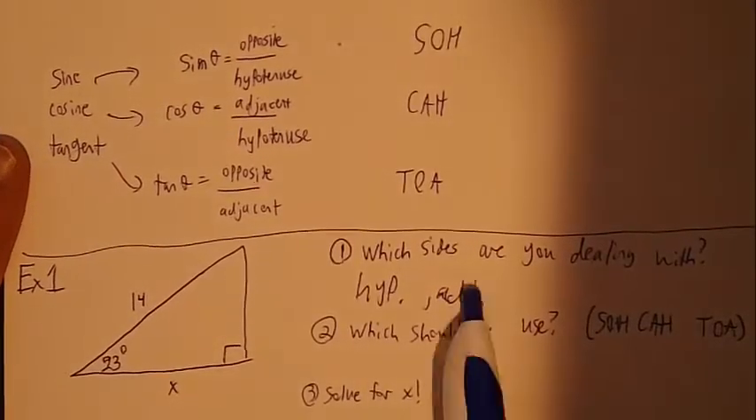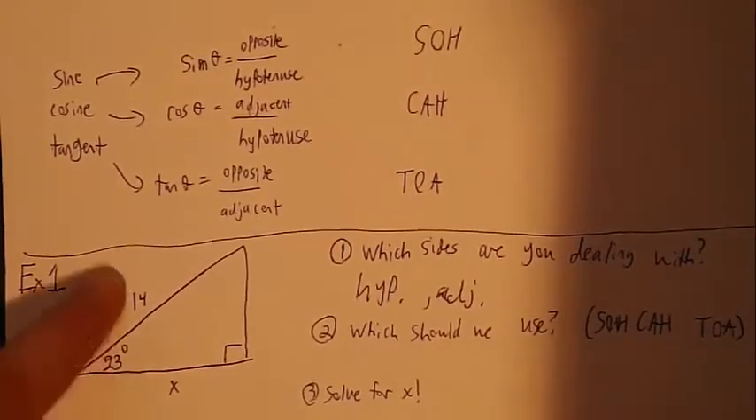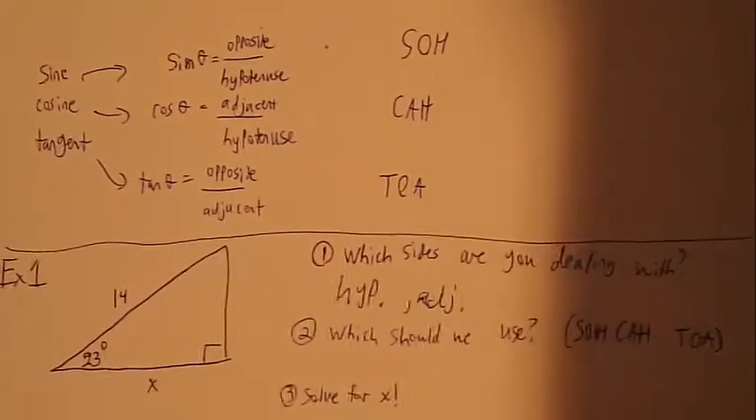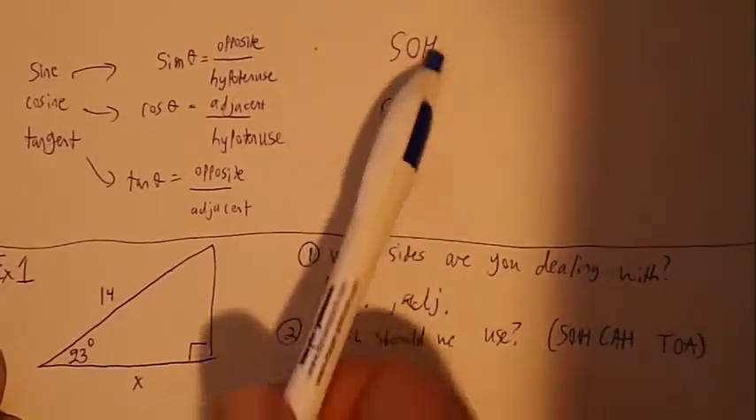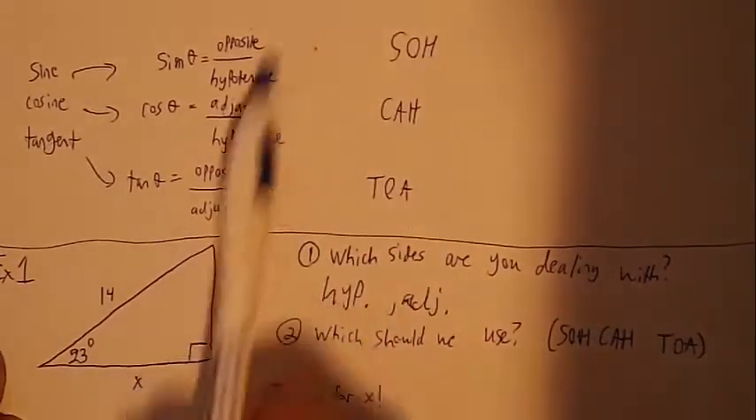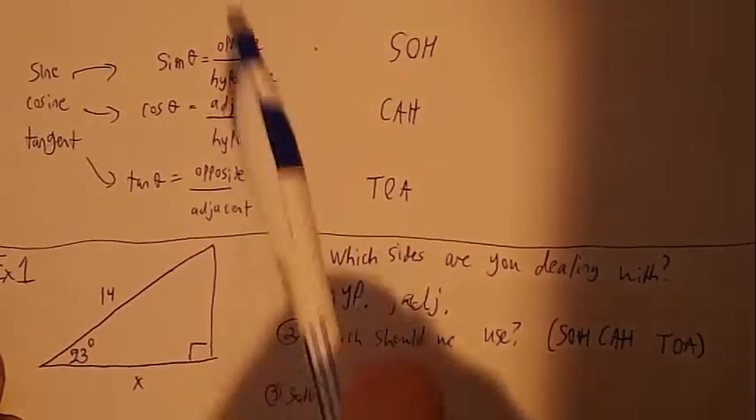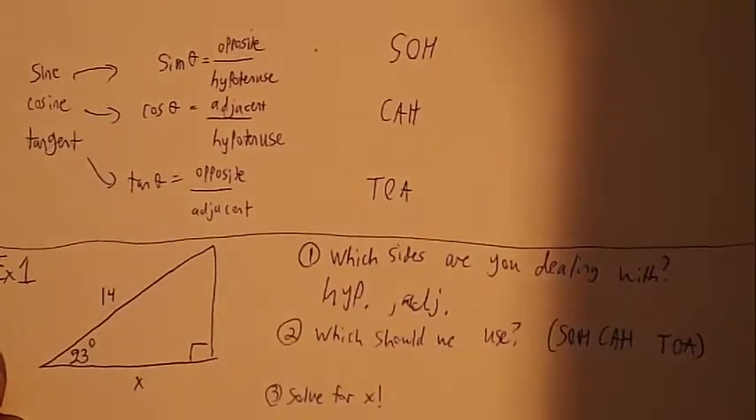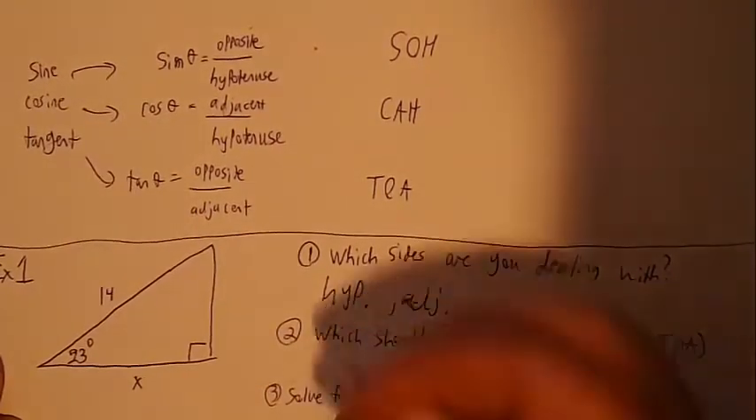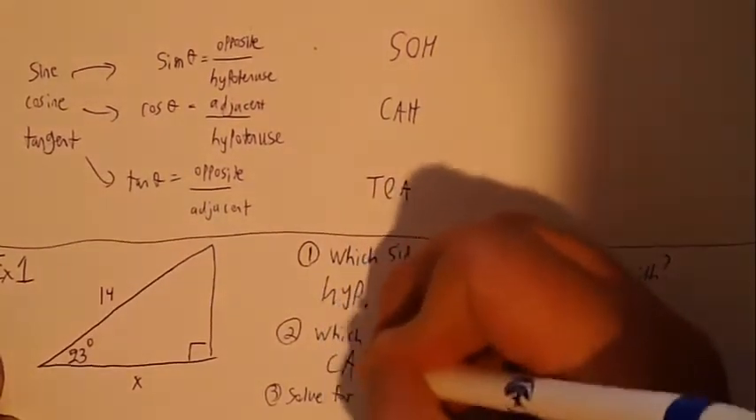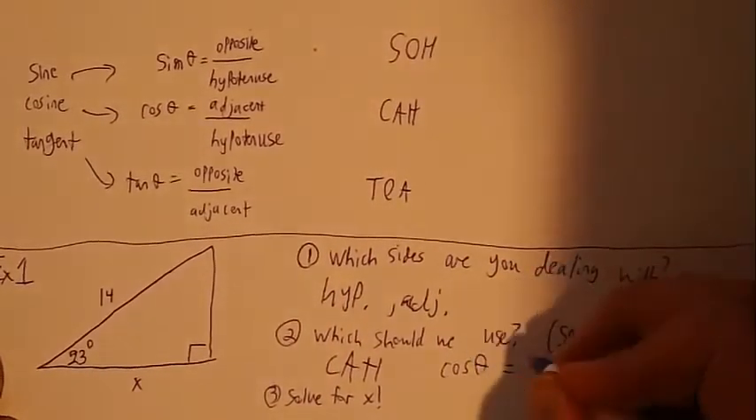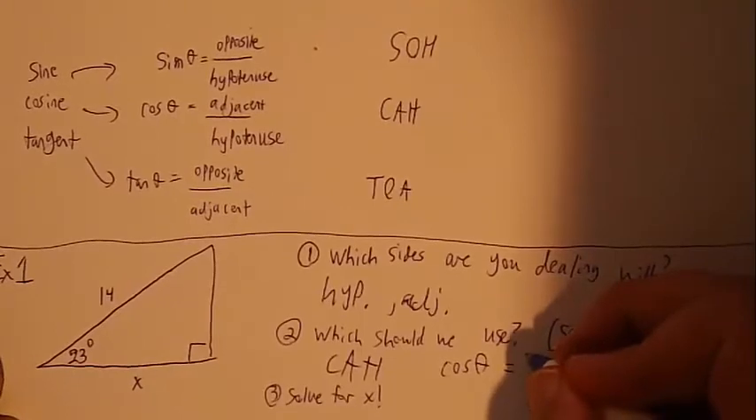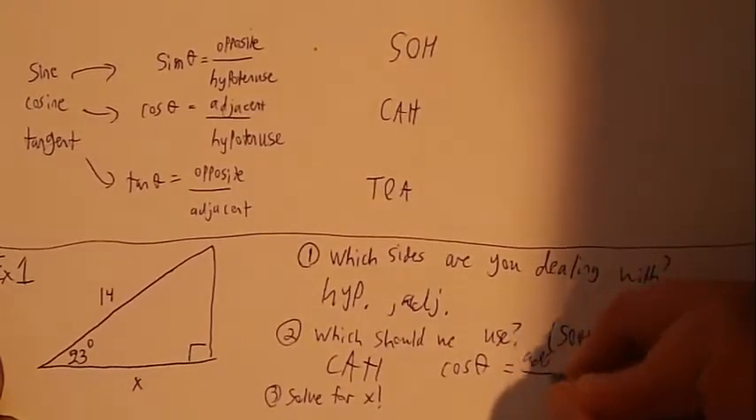Now given that these are the two sides that we're dealing with here, for x and 14, which one uses hypotenuse and adjacent? Well, either think back to our SOHCAHTOA or look at this, and you can see that the one that deals with adjacent and hypotenuse is cosine. So we want to use cosine here. Cosine of theta is adjacent over hypotenuse.